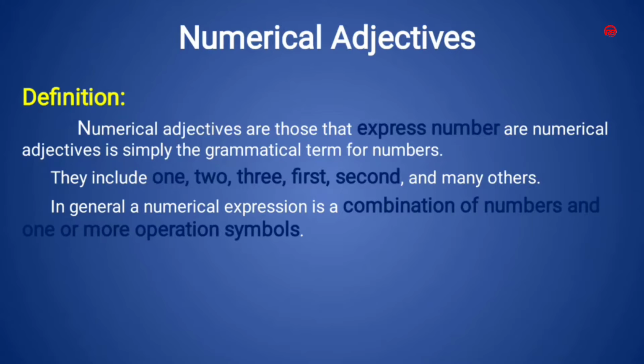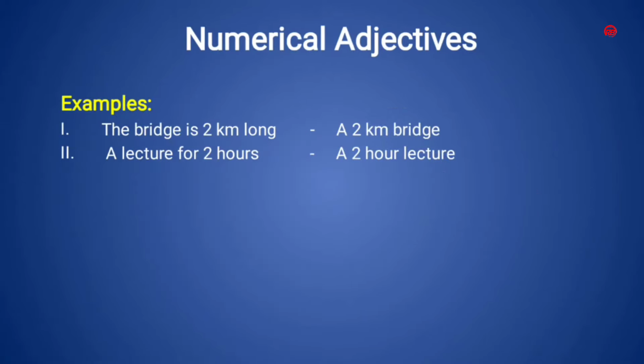In general, a numerical expression is a combination of numbers and one or more operation symbols. What is adjectives? Adjectives is one of the parts of speech. It qualifies or modifies the noun. Likewise, numerical adjectives is based on numerical numbers which indicates the subject. Here I have given you few examples for numerical adjectives.